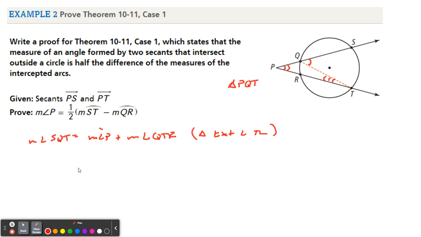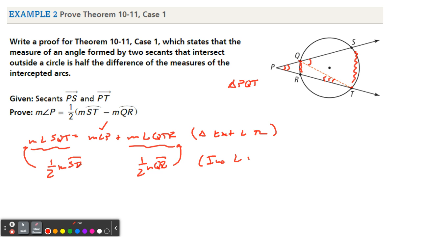So now, we want to leave this alone. Maybe we can substitute something for these two angles. Well, SQT is an inscribed angle. Its arc is ST, so this will be equal to 1/2 the measure of arc ST. So these are two equals, so we're going to plug this in for that. This guy right here, QTR, is also an inscribed angle. Its arc is QR, so this is also equal to 1/2 the measure of arc QR. That is the inscribed angle theorem.